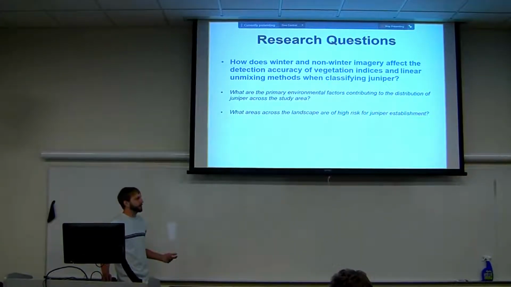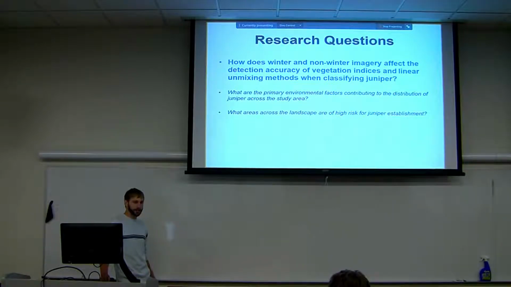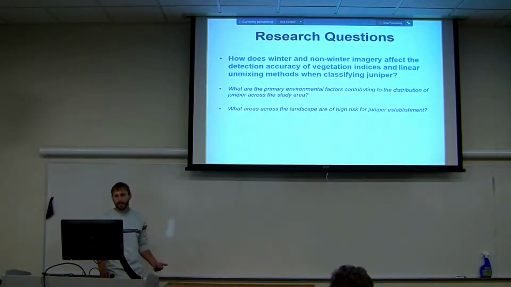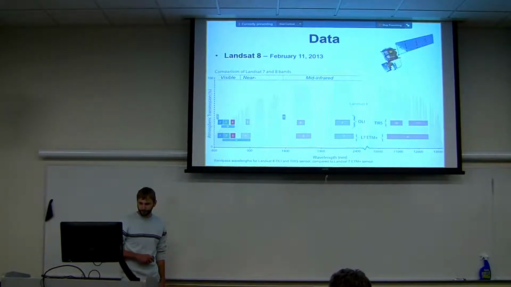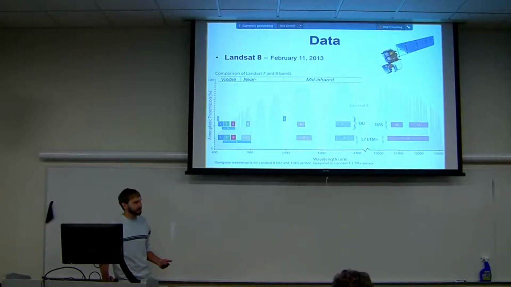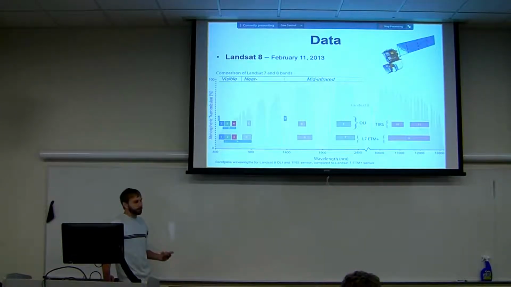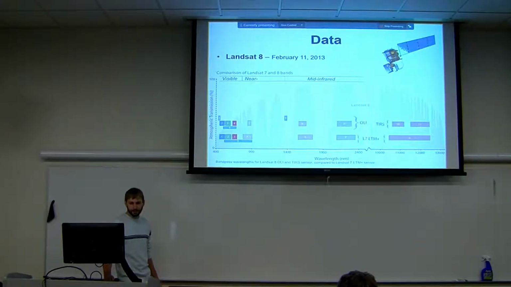To begin meeting my objectives, I first want to ask, how does winter and non-winter imagery affect the detection accuracy of vegetation indices and linear unmixing methods when classifying juniper? For this, data will be obtained through Landsat 8, which is a passive sensor. Images are radiometrically and geometrically corrected, as well as calibrated to surface reflectance.